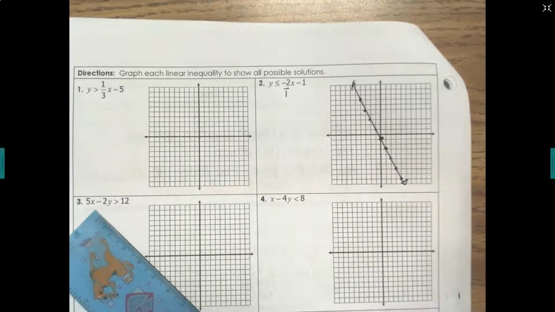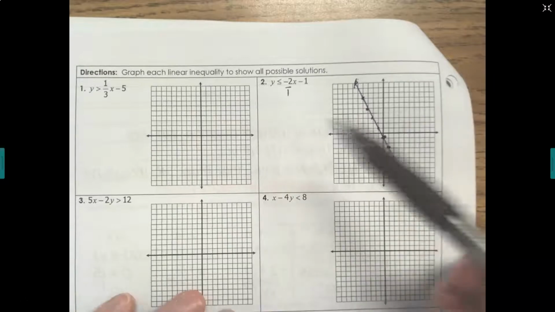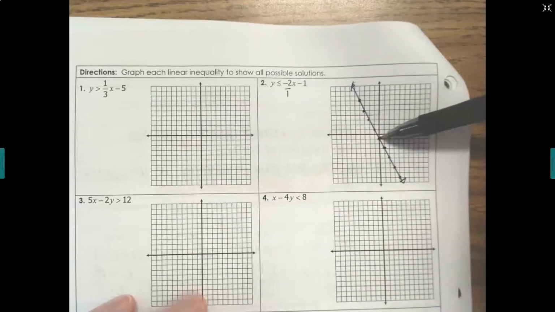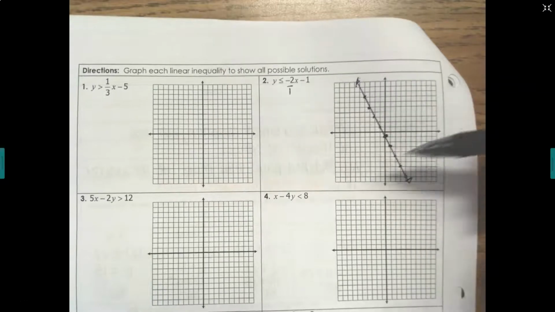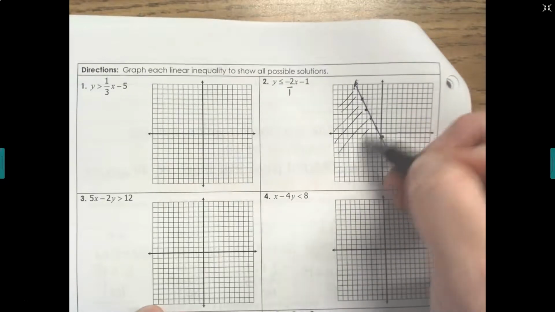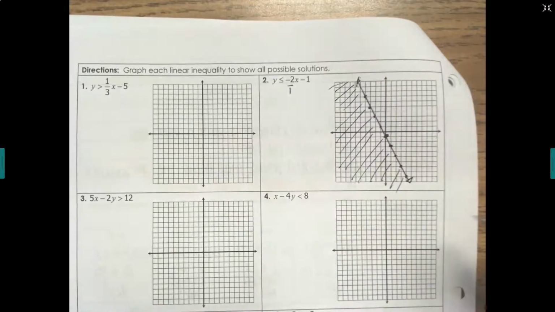Okay. And the last part is we have to decide where we're shading. This says the y's are less than, so go to the y-intercept. Where are the y's less than that y value of negative 1? All of these y values are less than, so that's the side that we want to shade on. So this is our solution area. Any point in the solution area or on the line will make the inequality true.